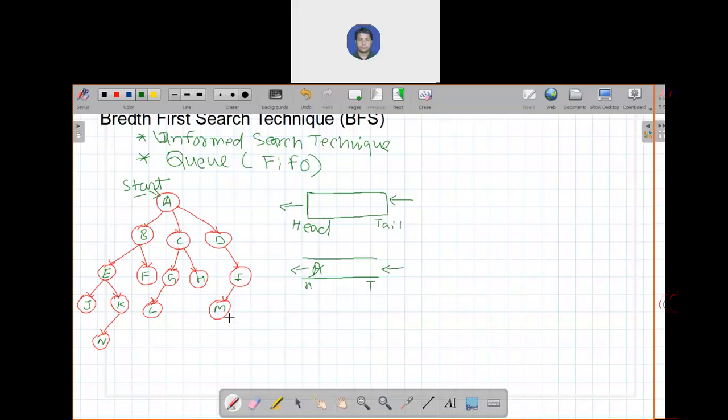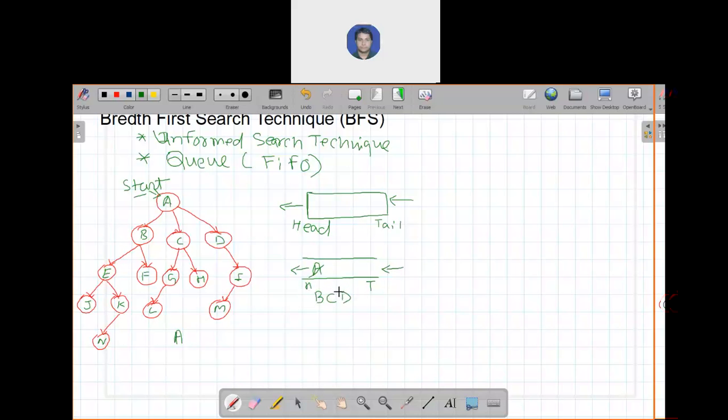So first we remove state A and enter this removed element into one list. After removing state A, we can enter these 3 states B, C and D. You can enter them in any order. I'm just following B, C, D.